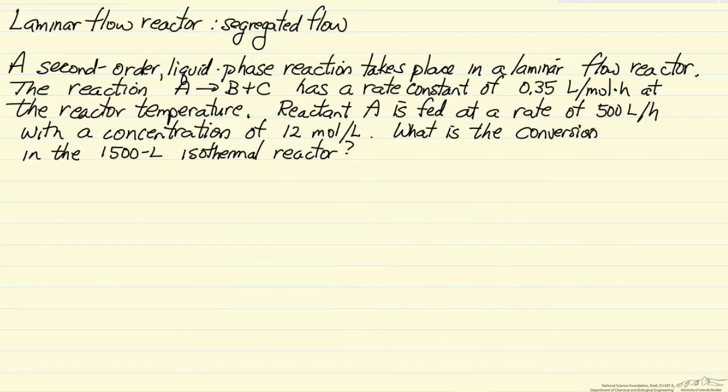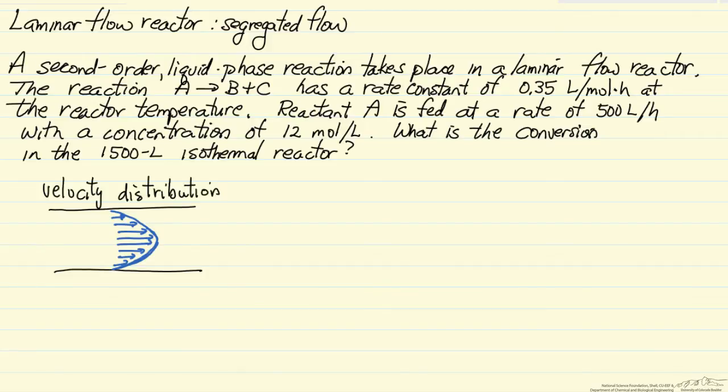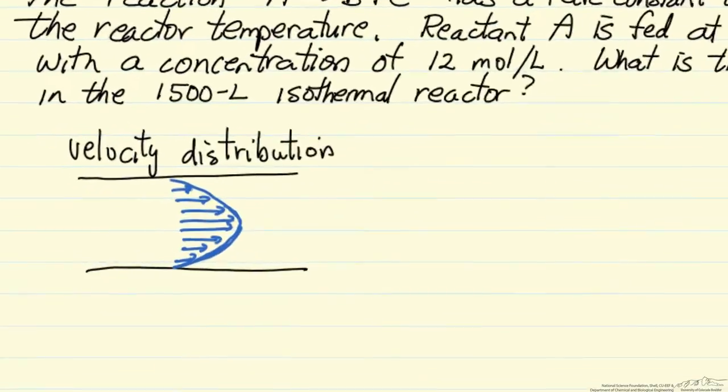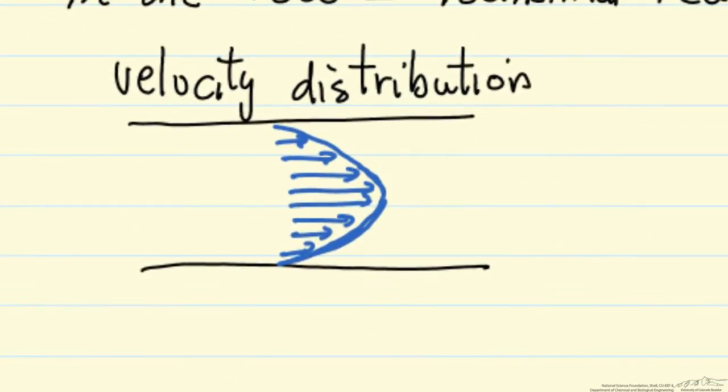So first, let's look at what the velocity profile is that we're talking about and how we're going to model this. This is just an approximation of the velocity distribution. The velocity in the center is twice the average velocity, and of course the velocity goes to zero at the walls. And so from this velocity distribution, it's possible to derive a residence time distribution. This is not a straightforward derivation.